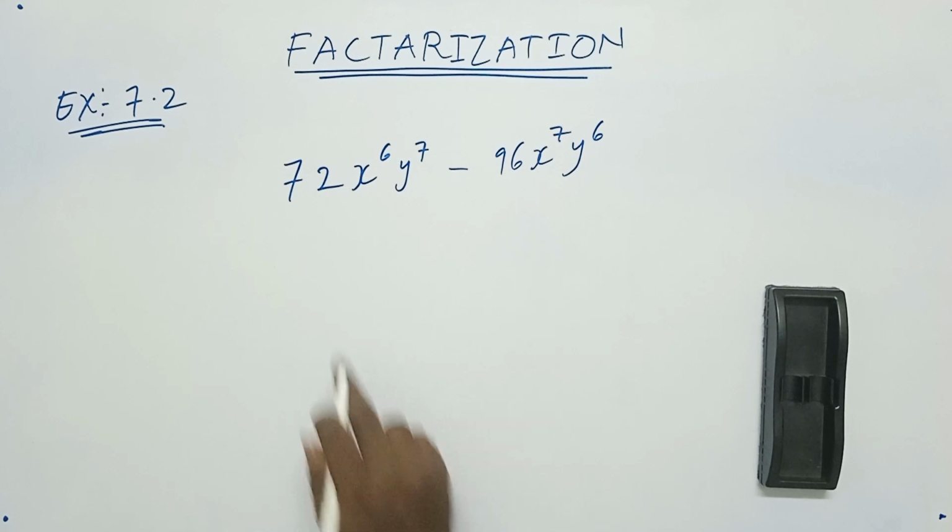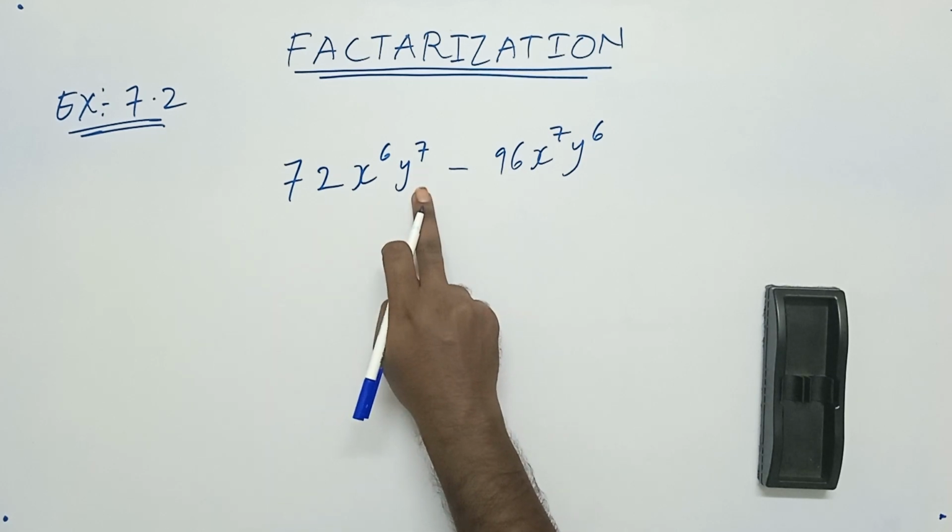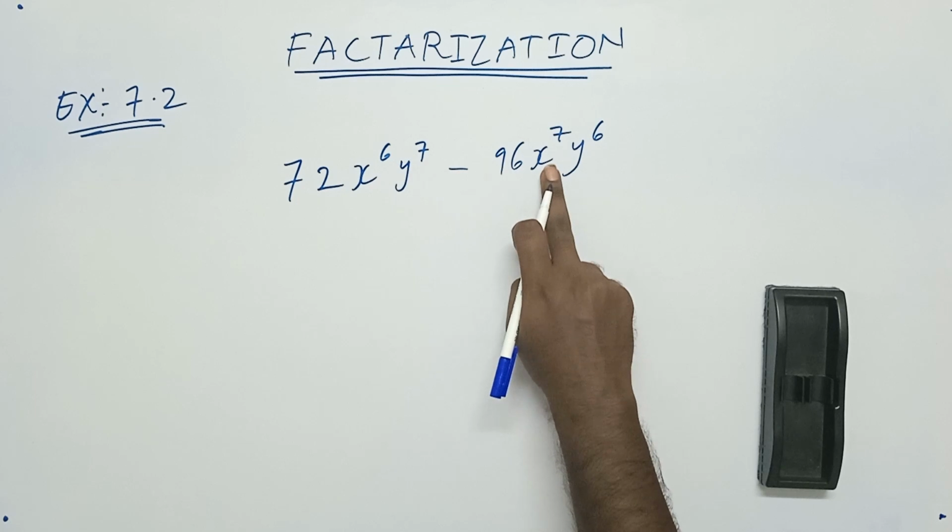Our next problem is 72 x power 6 y power 7 minus 96 x power 7 y power 6.